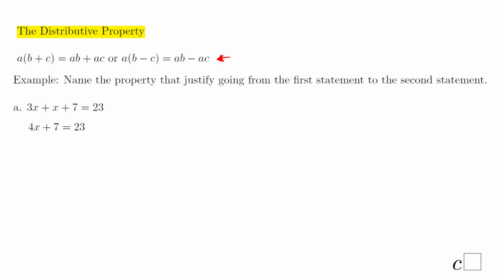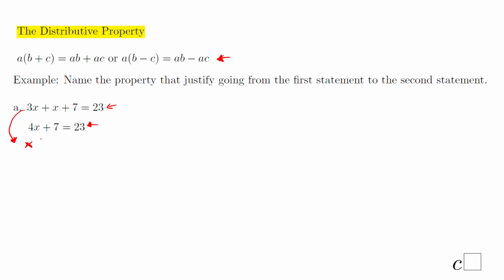So now let's see how we can use the properties I named to justify going from the first statement to the second one. What kind of property can I use to go from the first statement to the second one? And this one is a little bit tricky. Why? Because look here. I'm going to show you what I'm going to do.